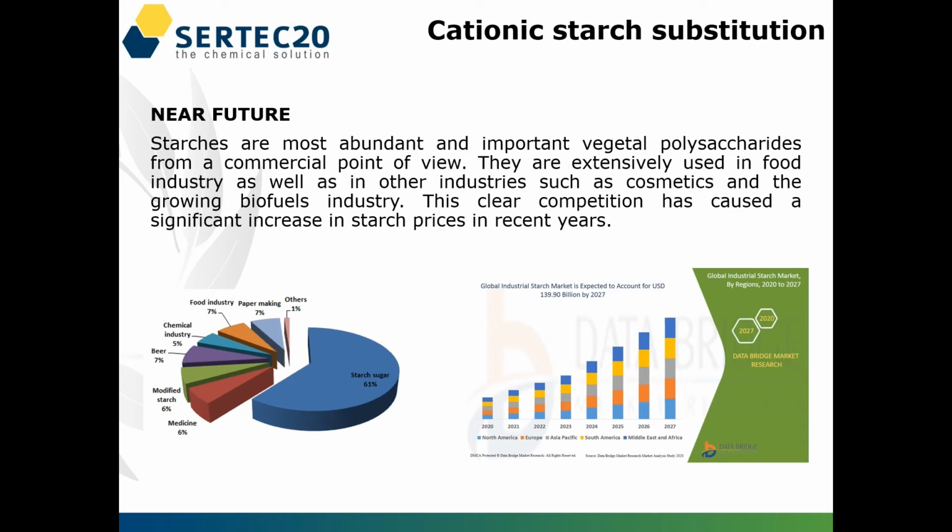In the near future, we have to take into account that starches are the most abundant and important vegetal polysaccharides from a commercial point of view. As you can see in the left image, it is mostly used for starch sugar, but it is also used in other industries like medicine, modified starch, beer, chemical industry, food, and also papermaking.